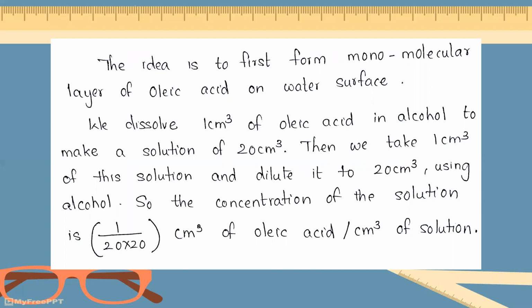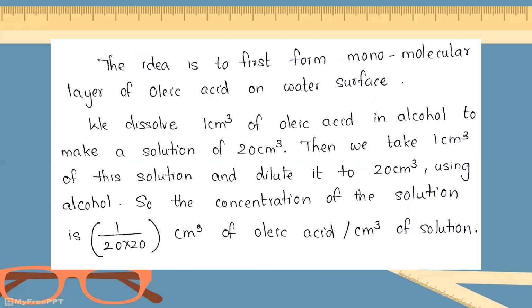Monomolecular layer, what does it mean? It means if you spread oleic acid on the surface of the water, the thickness of that oleic acid should be the same as the size of the molecule. That's called a monomolecular layer.